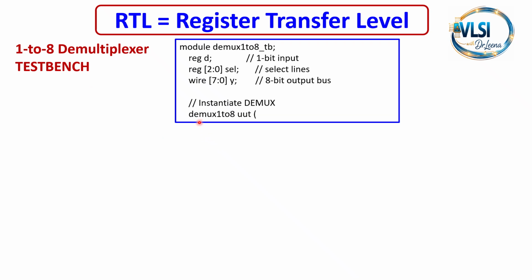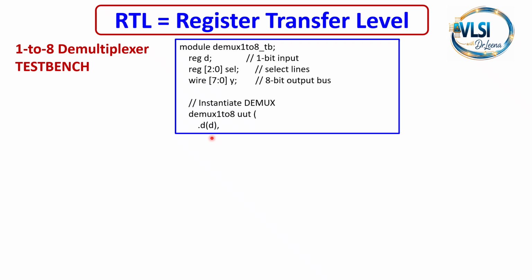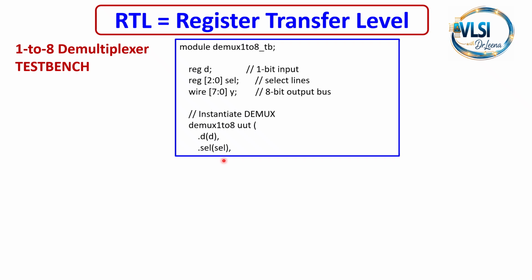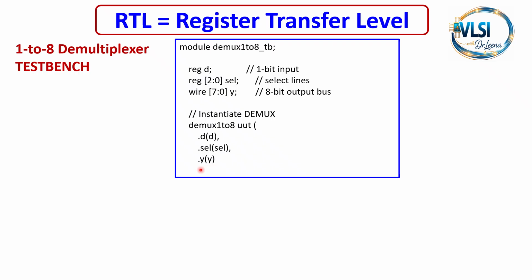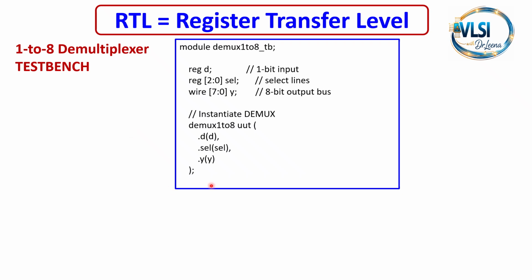The first thing we are doing is giving the module name which we have given in the RTL code, and then we are giving UUT, this is unit under test, and opening the bracket. Next we are connecting the test bench input with the module input, and then test bench sel with the module sel, and then test bench output with the module output. We are closing the instantiation. We have assigned our inputs and we have instantiated it.